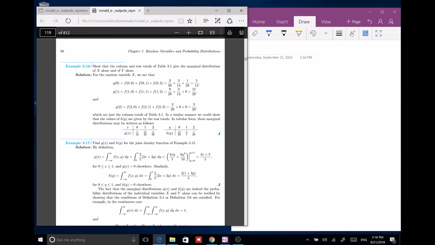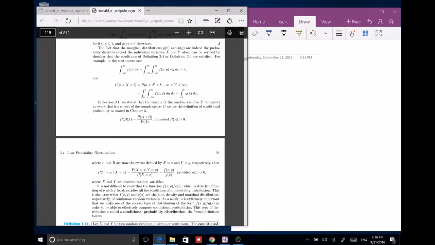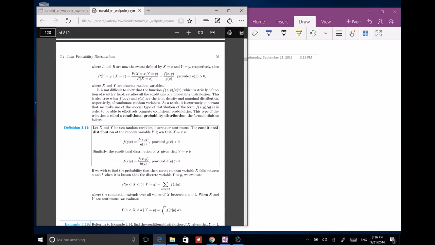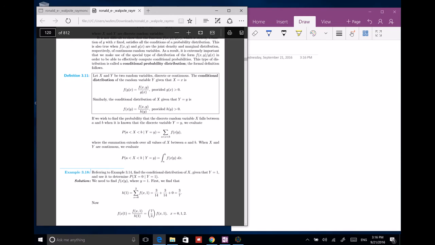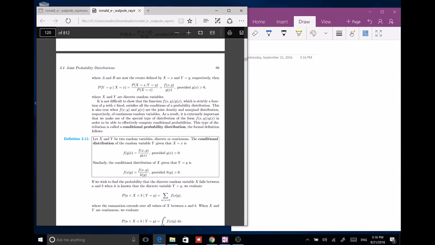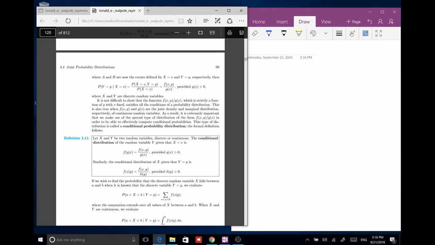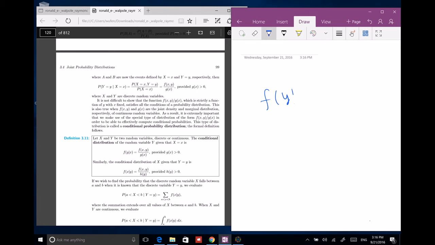Okay, I think you can look at the examples yourself. Let me see. I want to look at the conditional distribution. For the conditional distribution f(y given x), you have to use the probability of x and y both happening. The denominator is what? It's x, so you have to find the marginal probability distribution g(x).